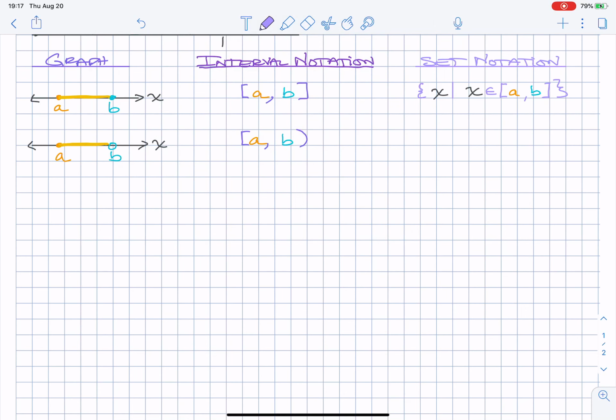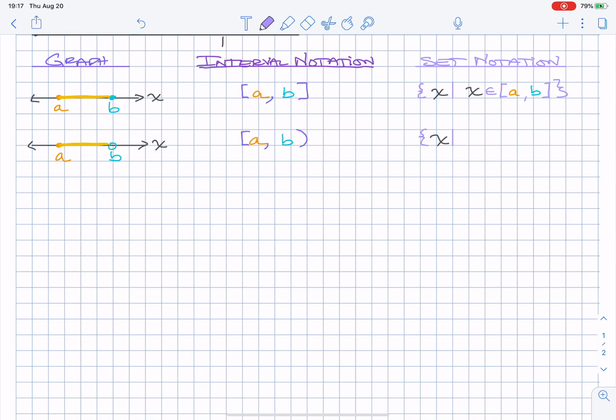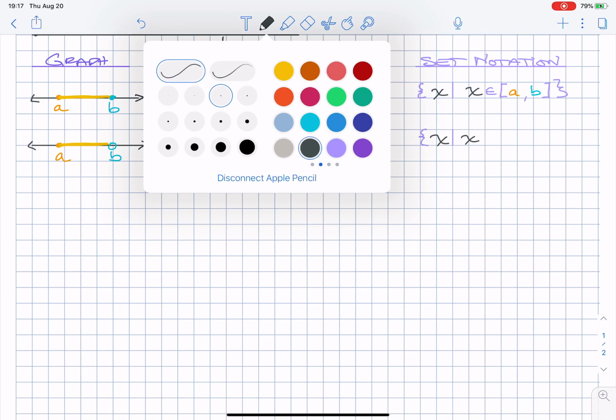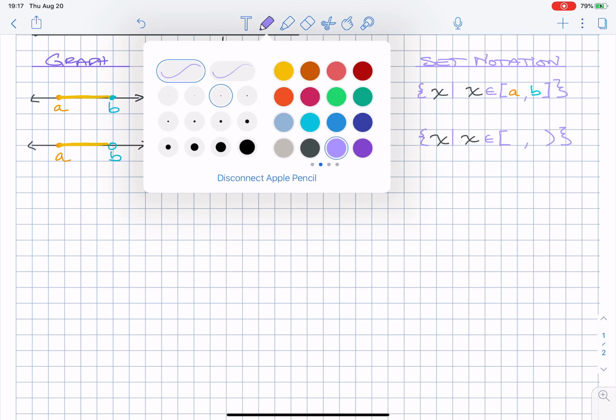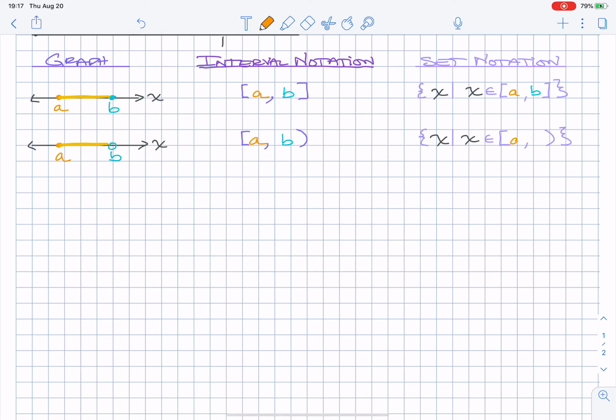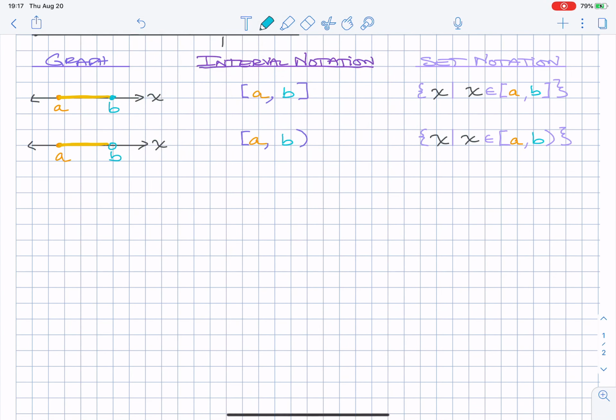Okay, so set notation would be the set, so curly bracket is read aloud, the set of all values of x given, so straight up and down line, given x is an element of the interval, including A, but not including B. So a square bracket at A and an open bracket at B.